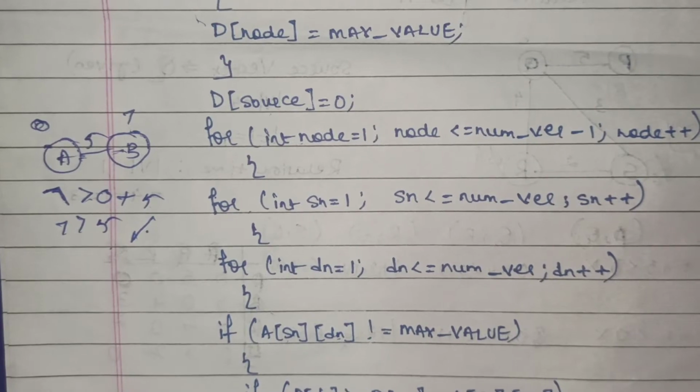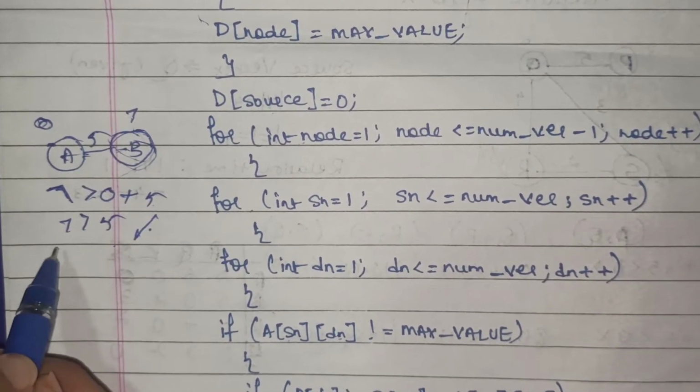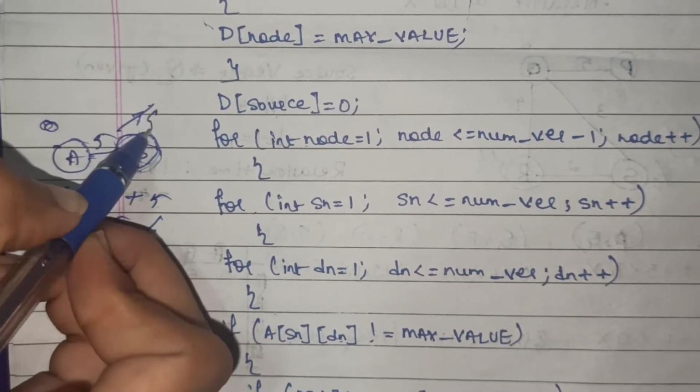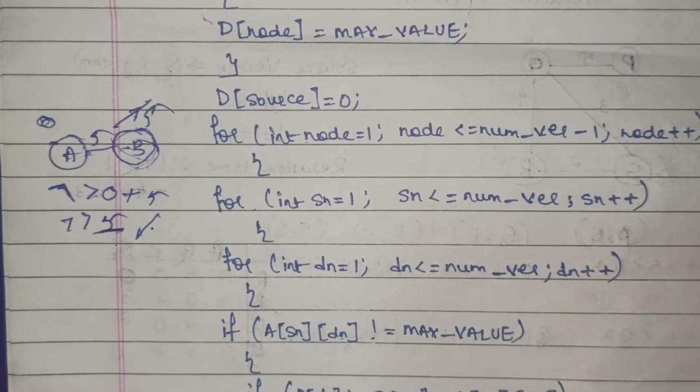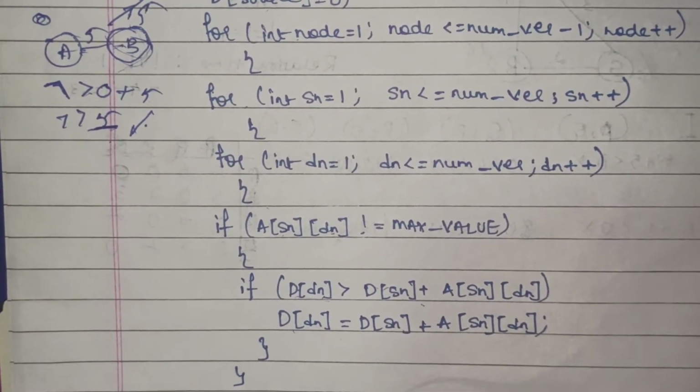You have to assign D of destination. That is, here you change the destination value, 7, to the lesser value, that is the sum of these two, which is 5. The same thing we do in the program will be done here. Then you close the for loops. Then you again open the for loop for source.